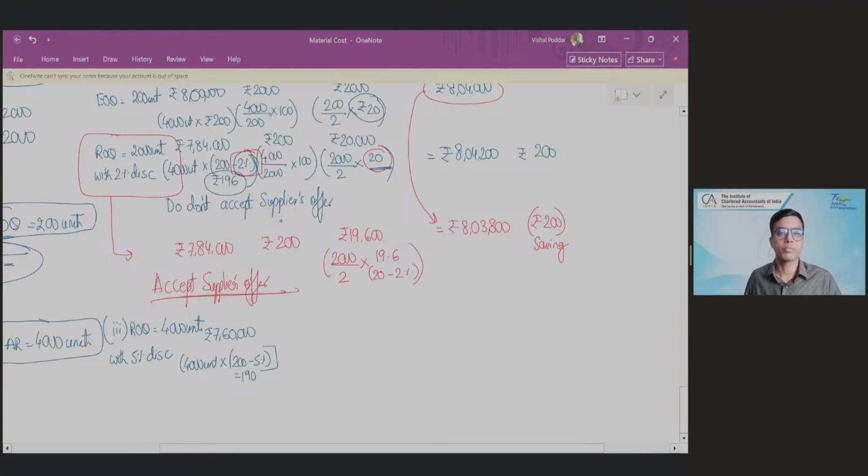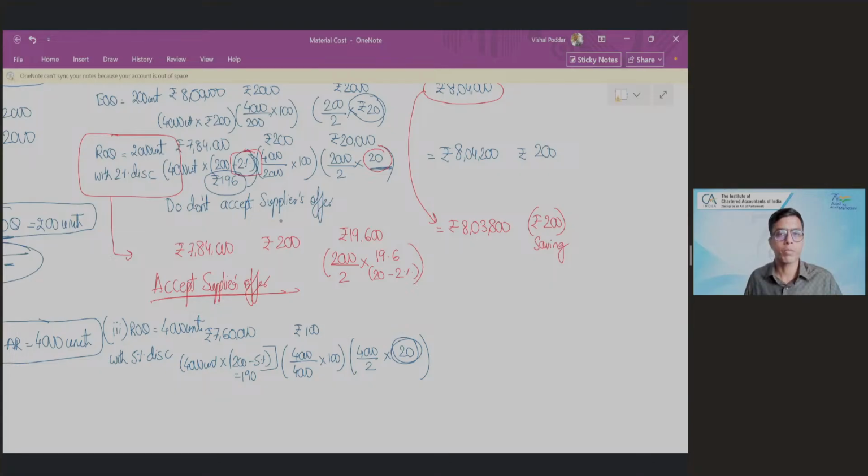Is that correct now? Just cross verify, students. Fine. Next working is D upon order size, which is 4,000 only. So my ordering cost here is 100. And my carrying cost is 4,000 upon 2 into 20. Why? Our original question says discount does not affect carrying cost.